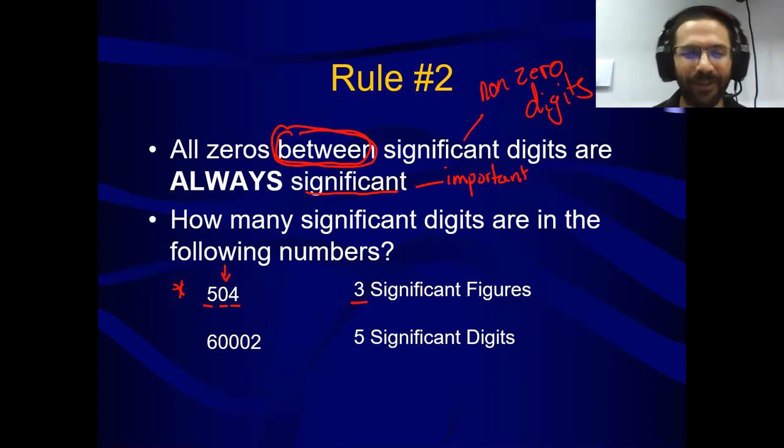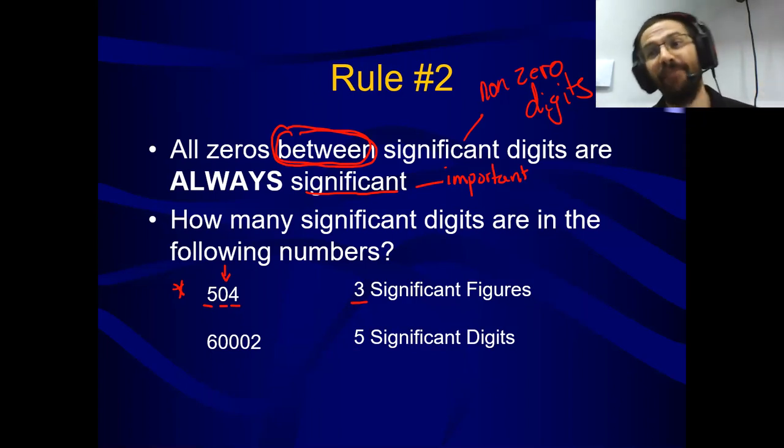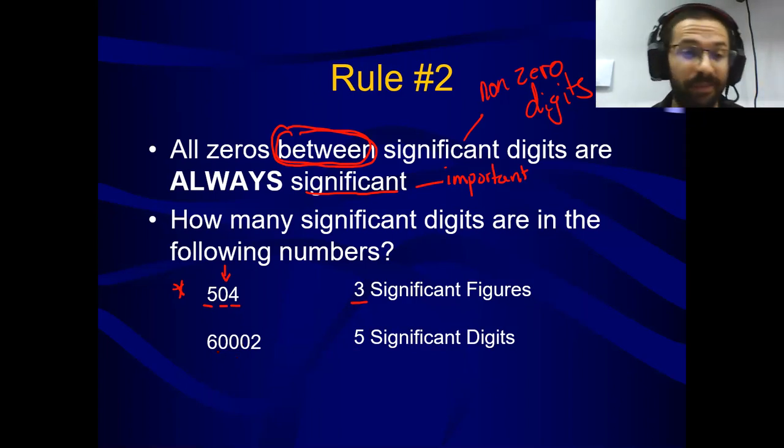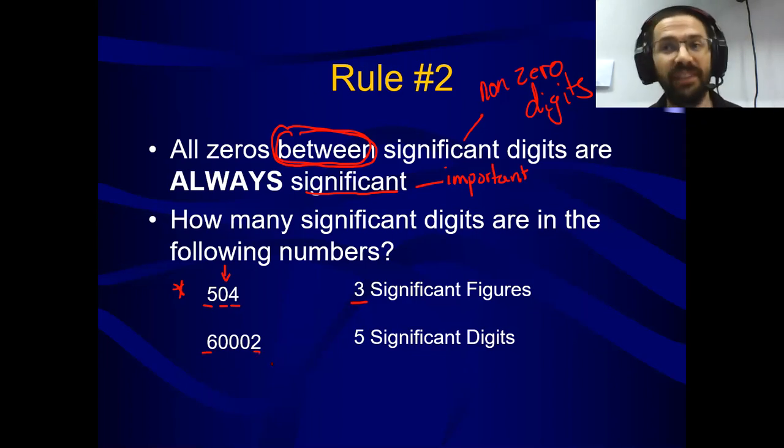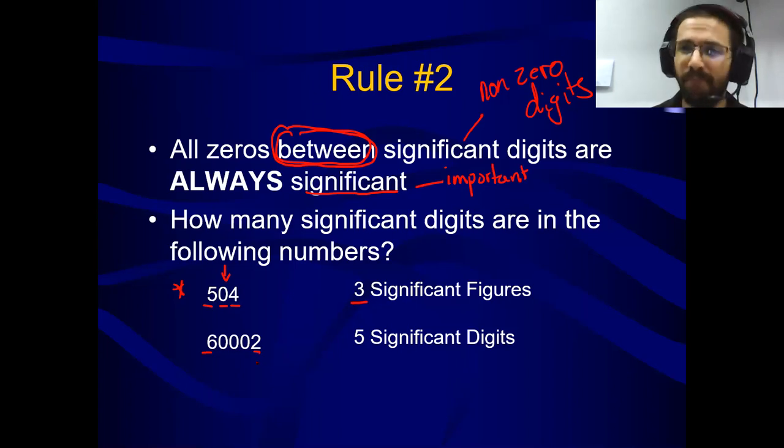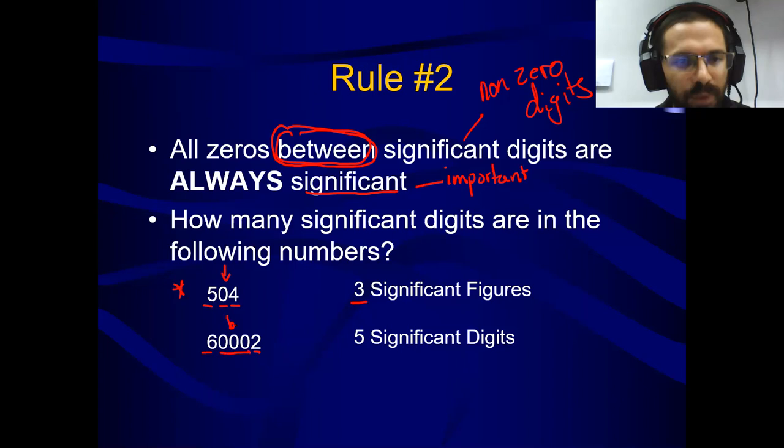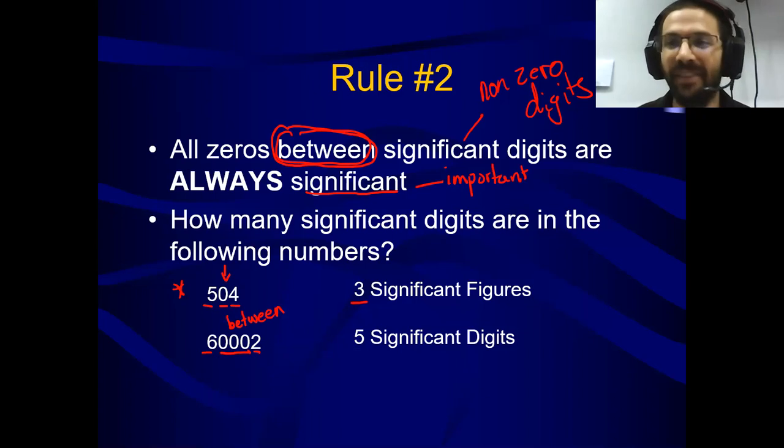5. Good job if that's what you were thinking. Maybe you were thinking it was 2, right? Yeah, 6 and 2 are for sure significant. So good job there. But what you need to remember is that all these zeros are between, so all those zeros, yay, we love zeros, are going to be significant. So we have 5.